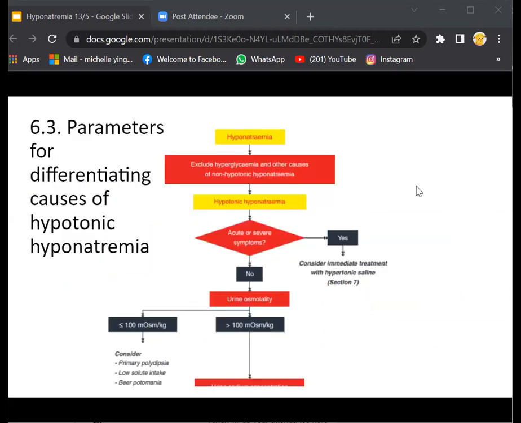These are the parameters for differentiating causes of hyponatremia. Firstly, if there is hyponatremia, we determine whether it's acute or has severe symptoms. Then next, we will see the urine osmolality of the patient. If it is less than 100 milliosmol per kg, we can consider primary polydipsia, low solute intake or pure beer potomania.